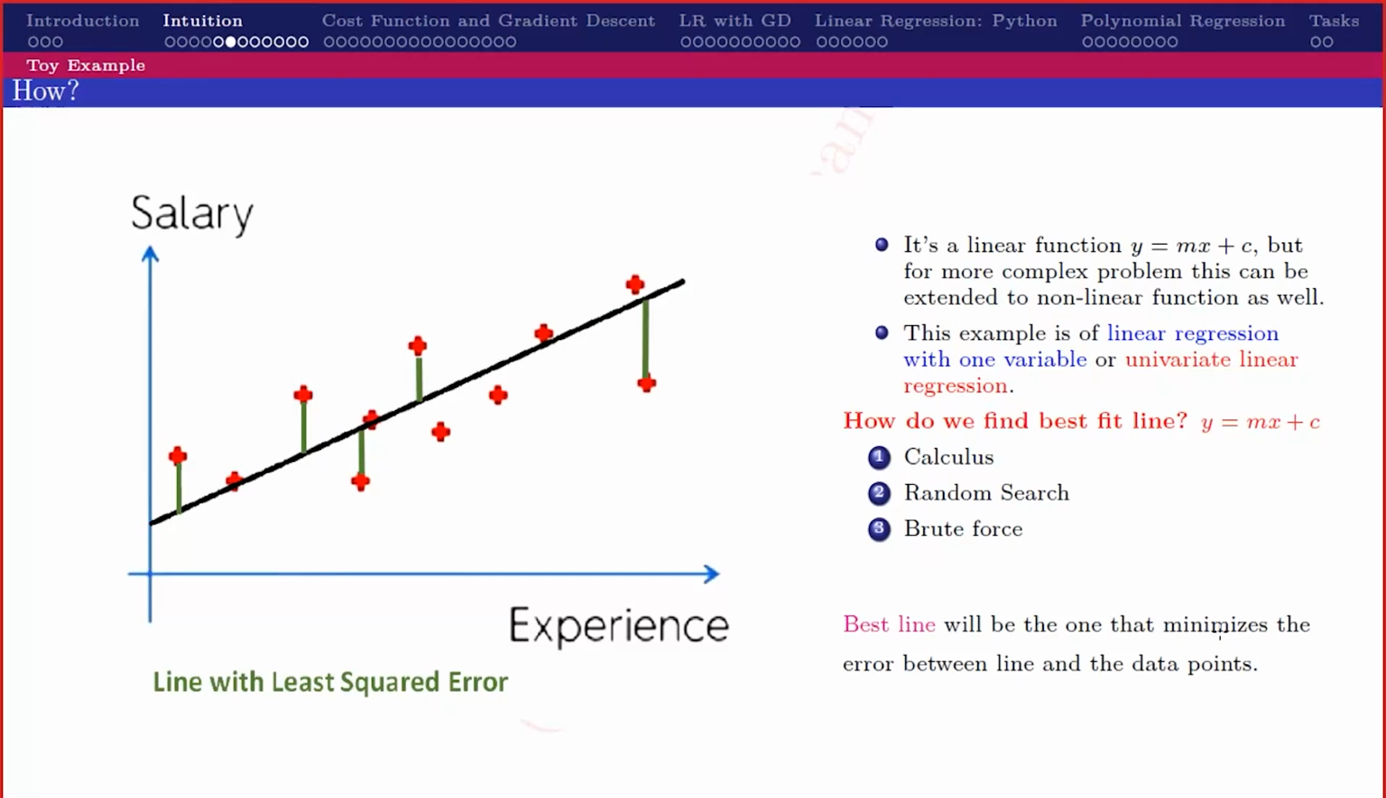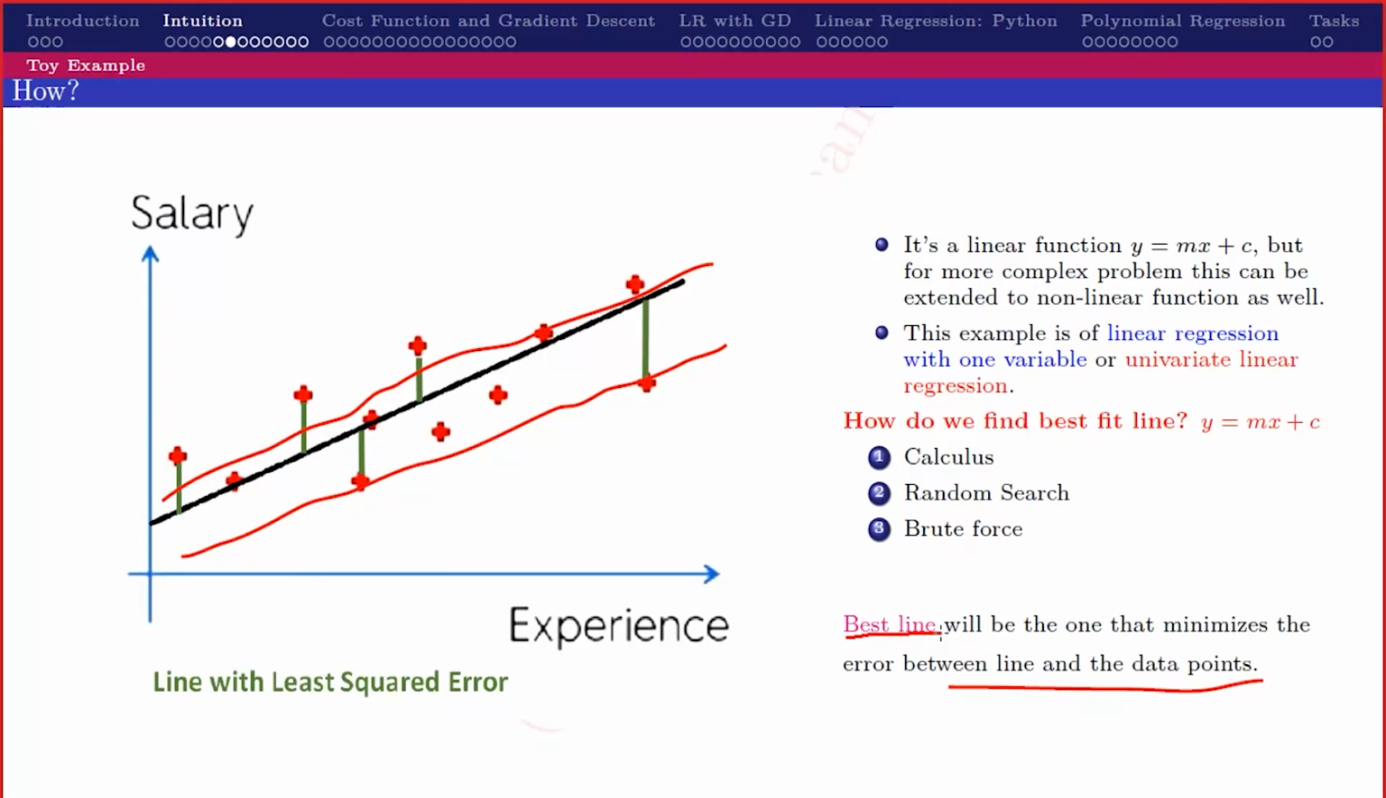So the best line will be the one that minimizes the error between the line and the data points. Let's say this is the data set and there could be different lines. This is one of the lines and probably this is one of the lines as well. But we try to find the best line, and the best line is the one that minimizes the error between the line and the data points. We'll find this line using least square error, and I will explain what is meant by least square error. But the idea is we need to find the best fit line, right? Best fit line means the line which minimizes the error, or which is as close as possible to all the data points in simple terms.